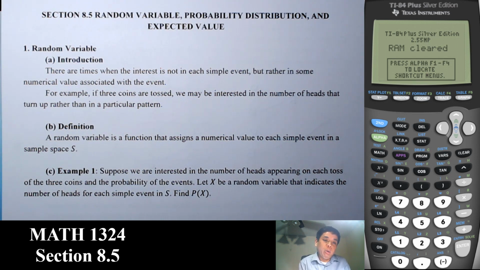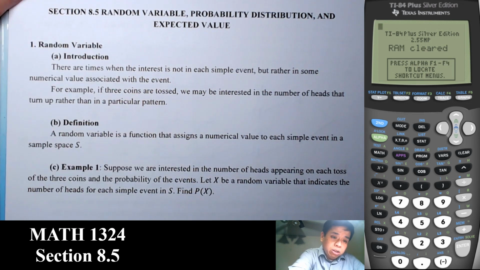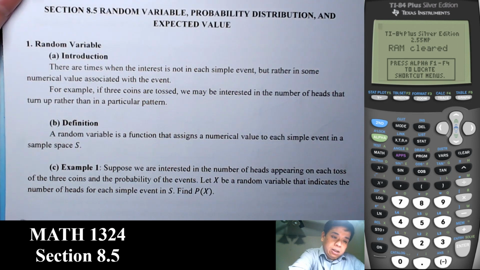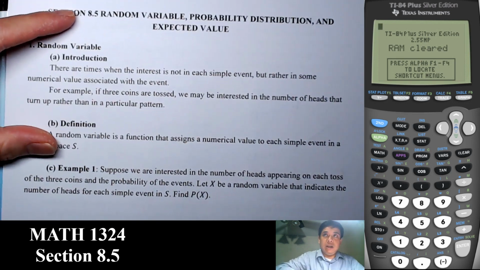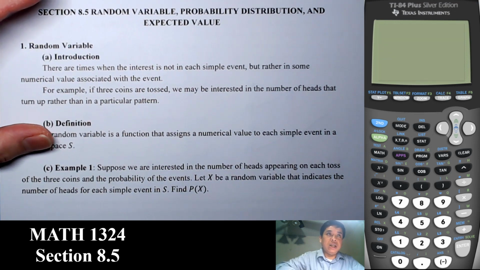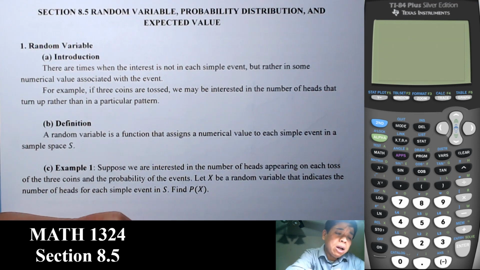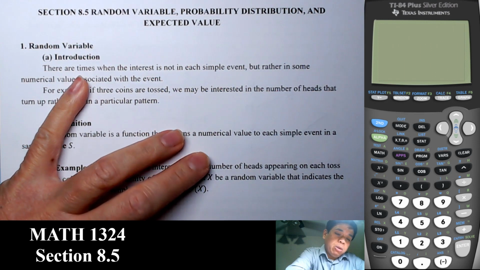Section 8.5, Random Variables, Probability Distribution and Expected Values. In here, first we need to define what is a random variable. But the focus is on the expected values, which have a lot of business implications. But first, random variable.